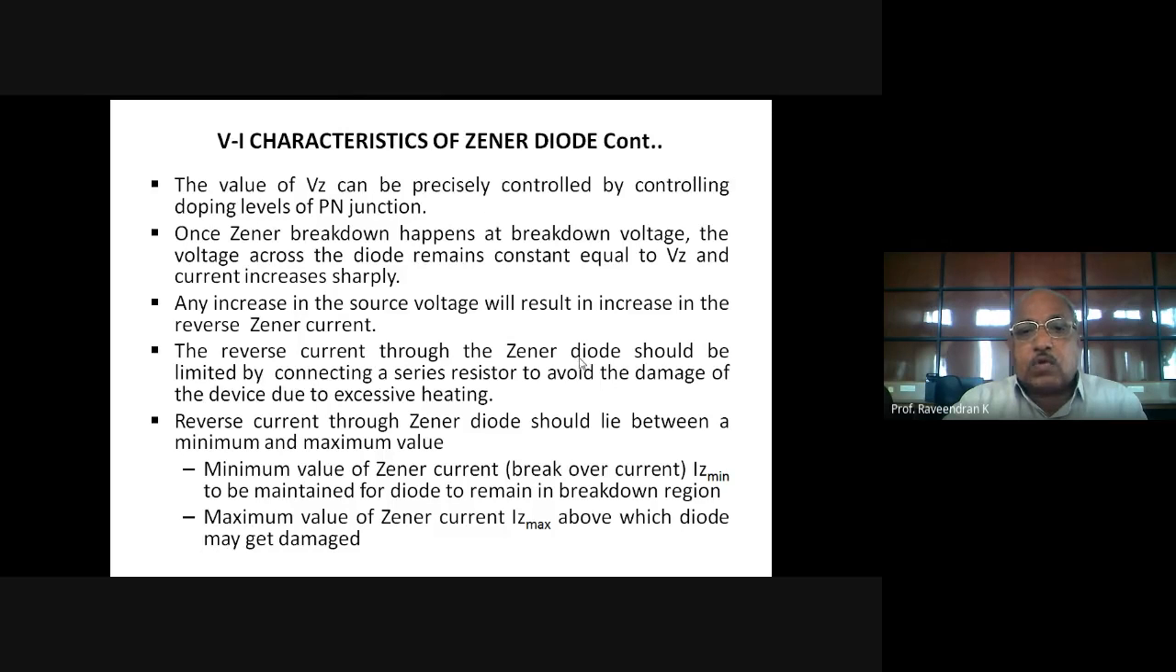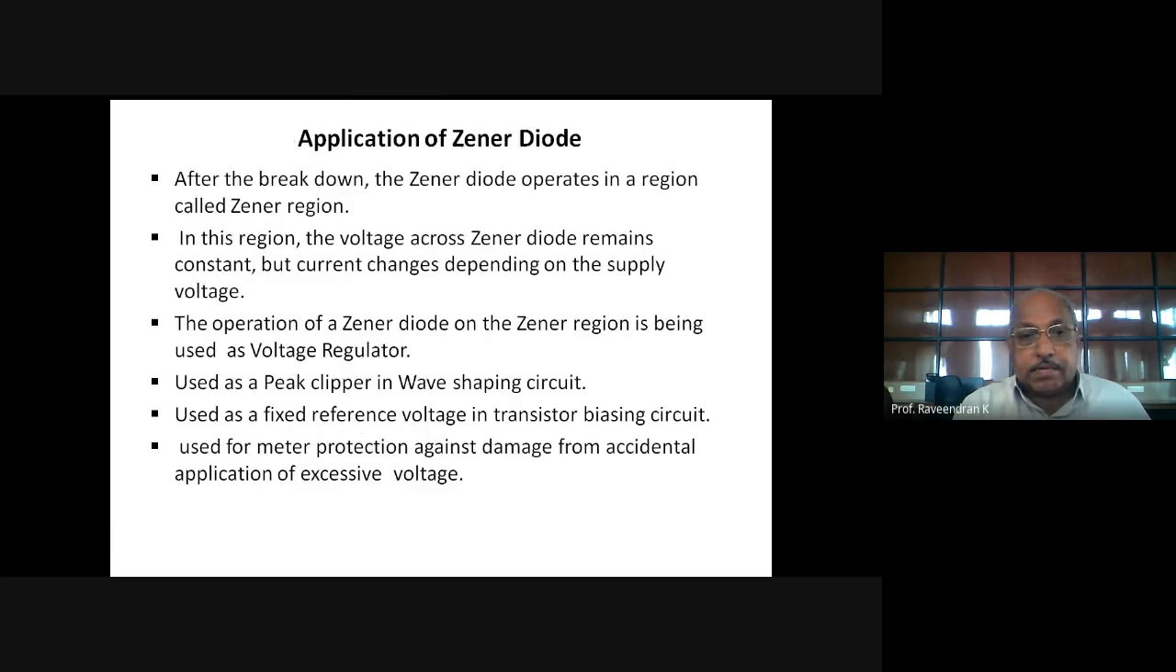The reverse current through the Zener diode should be limited by connecting a series resistor to avoid damage to the device due to excessive heating. The reverse current through the Zener diode should lie between a minimum and a maximum value. I just told you what the IZ minimum and IZ maximum are, in order to safely operate the device in the reverse bias condition. Okay.